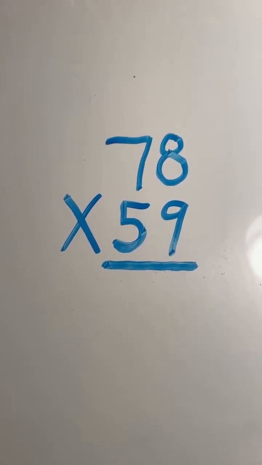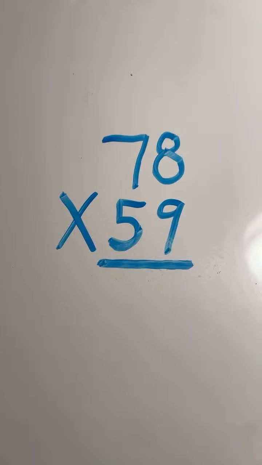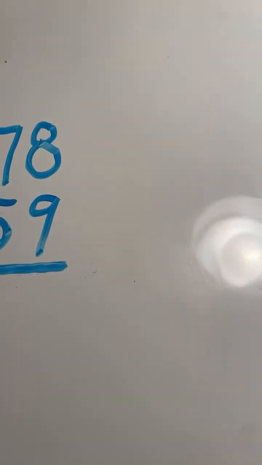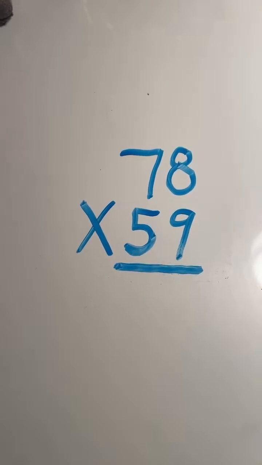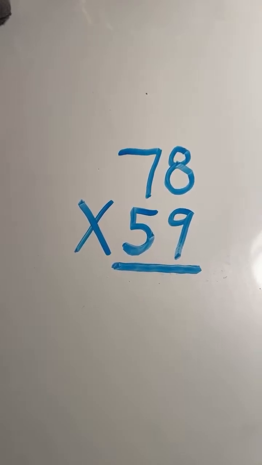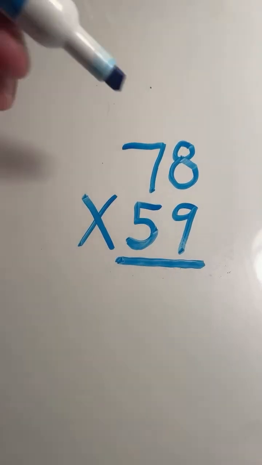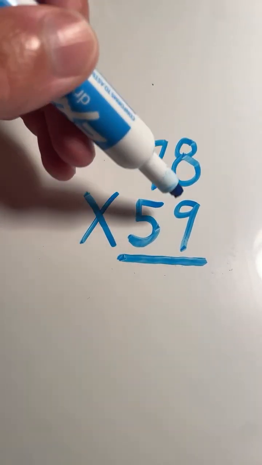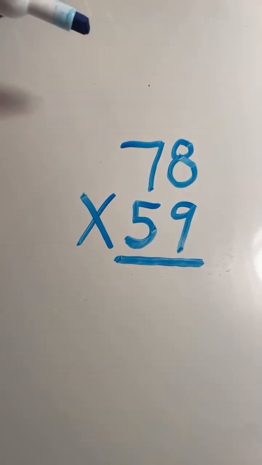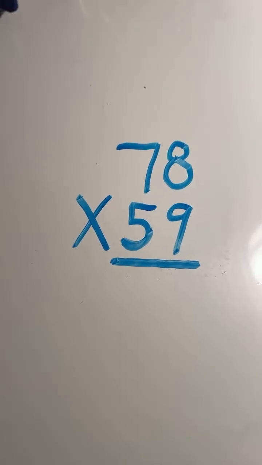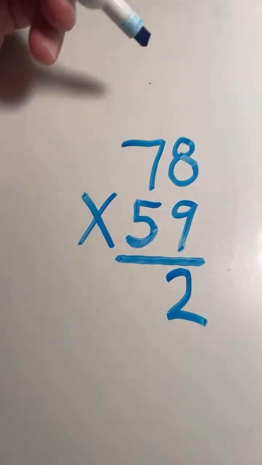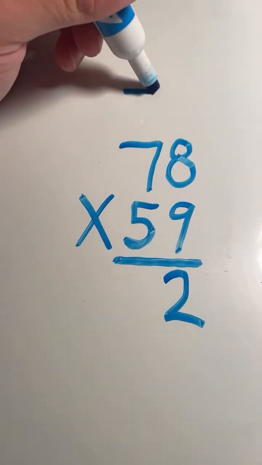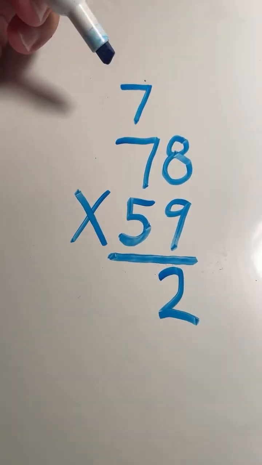So we're going to start by multiplying the digits in the ones place. We're going to start by multiplying 8 times 9, and if our product is more than 10, we'll have to regroup. So 8 times 9 equals 72. That product is more than 10, so we're going to regroup. We're going to put the 2 in 72 in the ones place. The 7 in 72 is going to get carried over to the tens place.